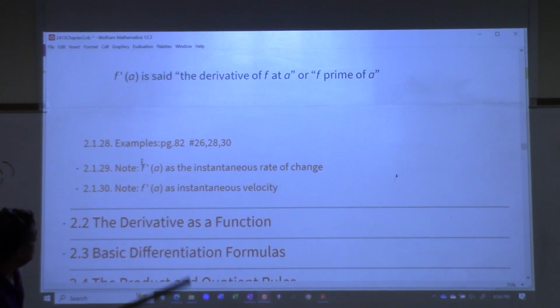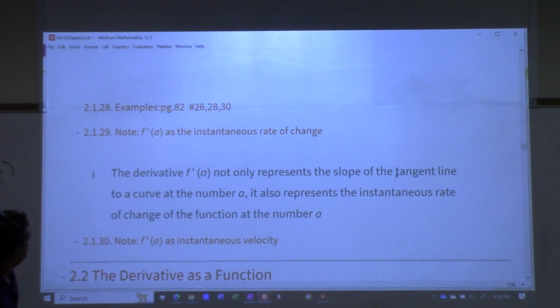All right, I think I've done enough examples for now.